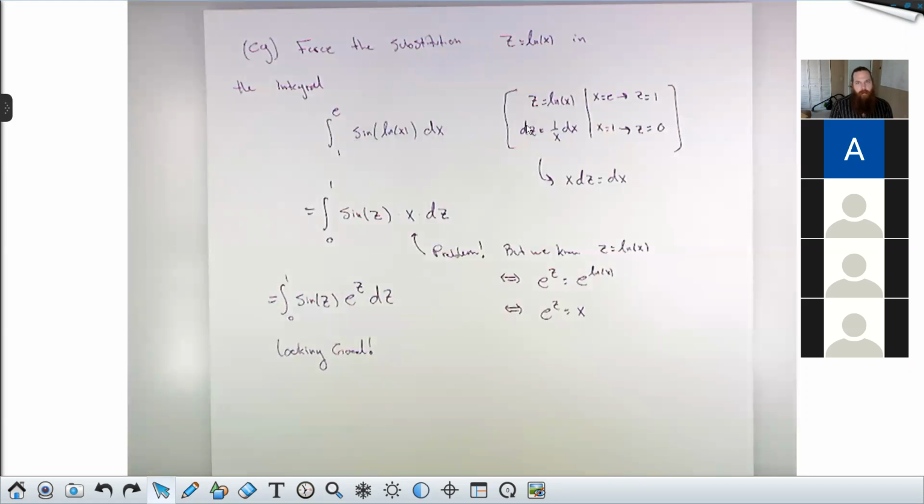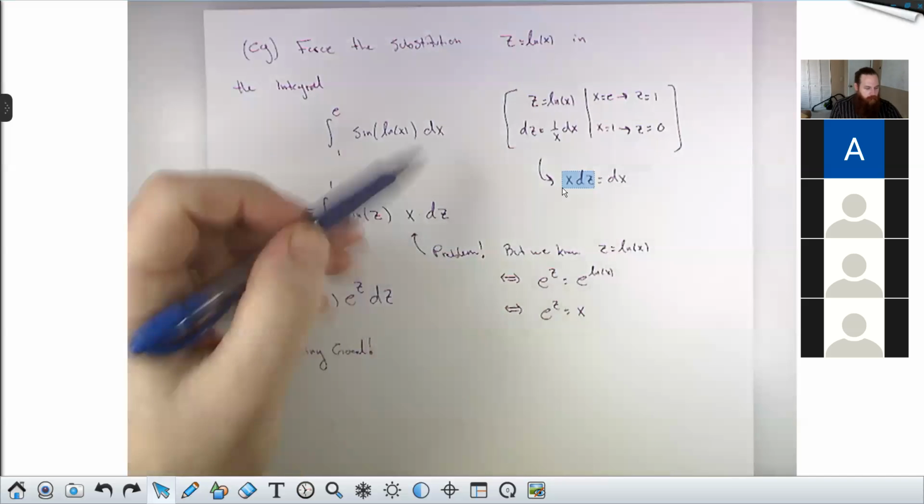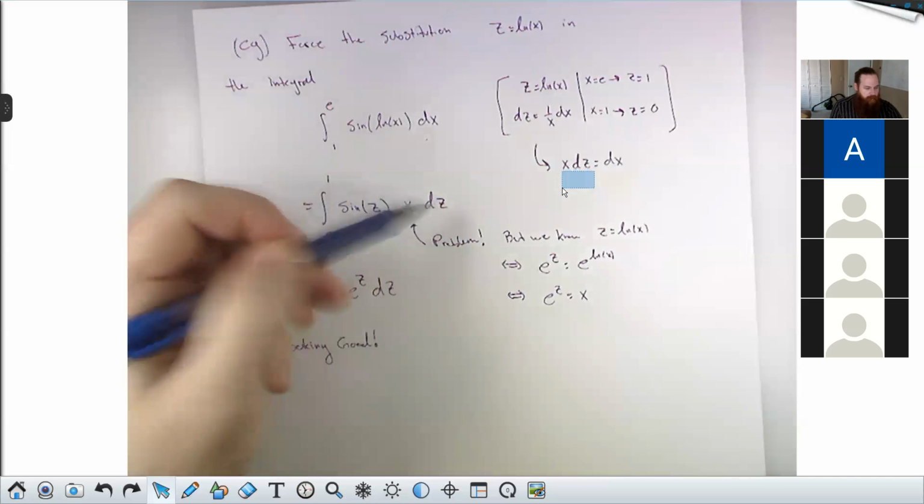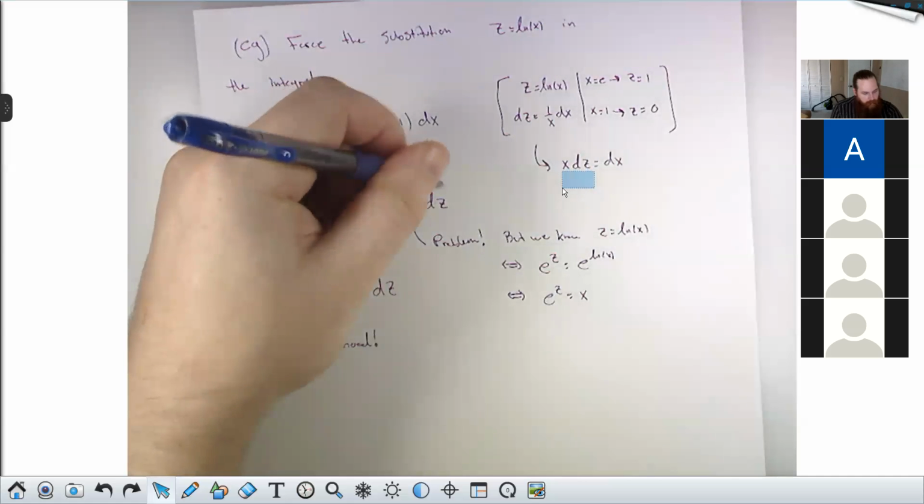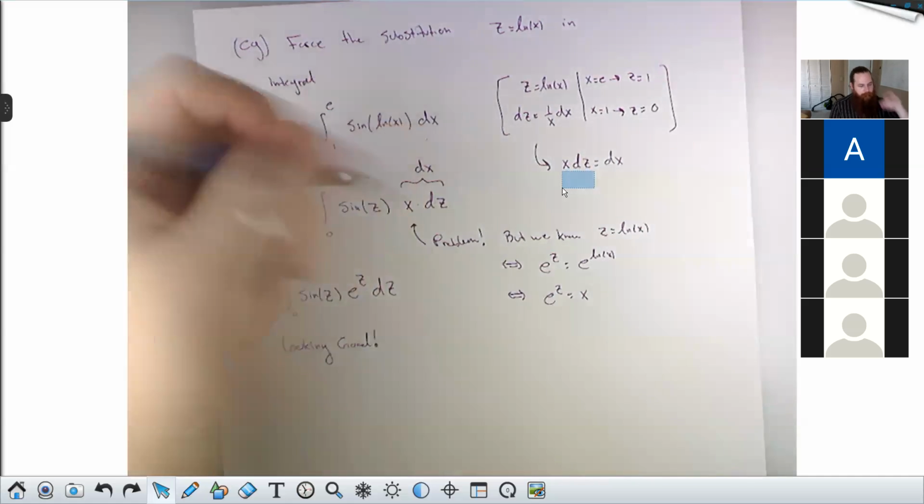So what I did is I solved this for dx. dx is equal to x times dz. And then I just plugged that in for dx. So dx is x times dz. This piece is dx.